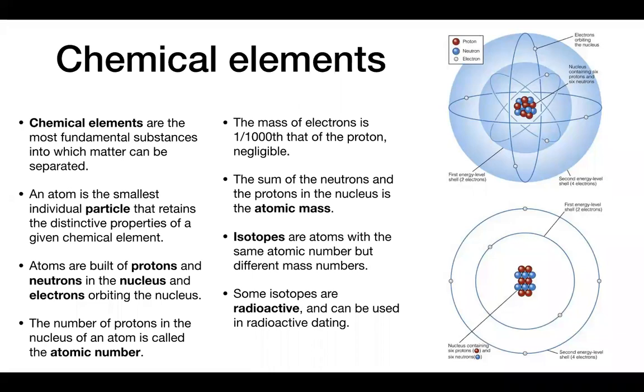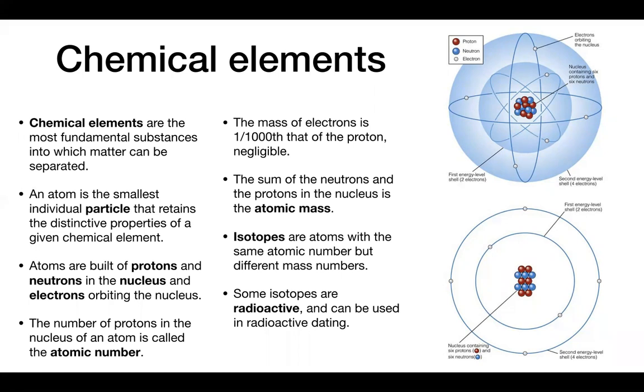Matter is made of atoms. An atom is the smallest individual particle that retains the distinctive properties of a given chemical element. Atoms consist of subatomic particles: protons, neutrons, and electrons. A simple model of the atom has a central nucleus composed of protons, which have positive electrical charges, and neutrons, which have no electrical charge.